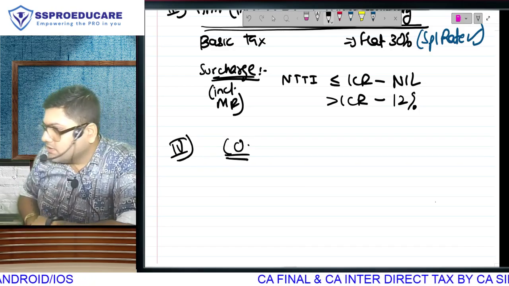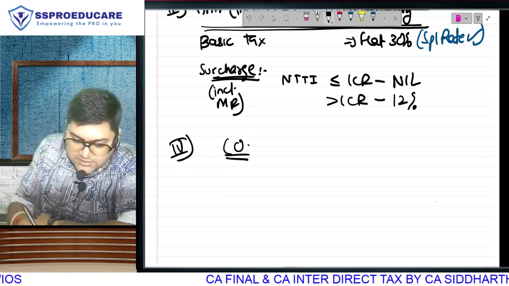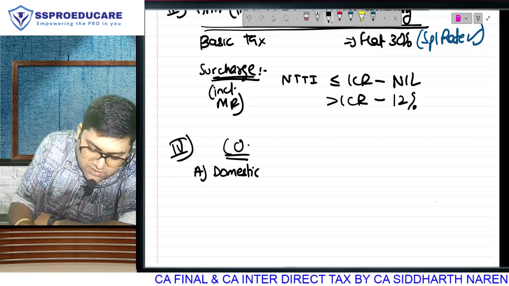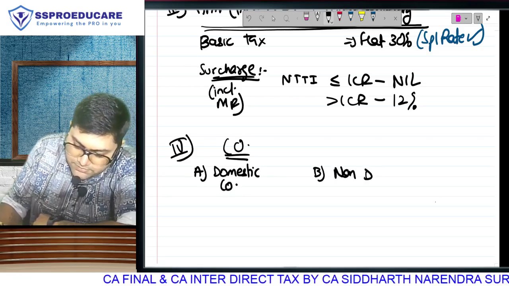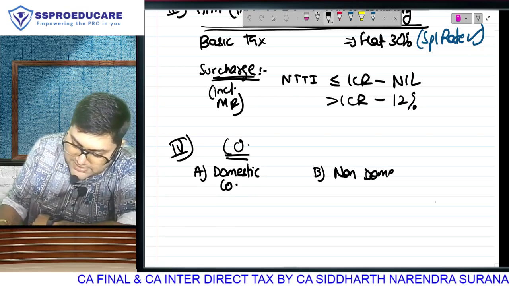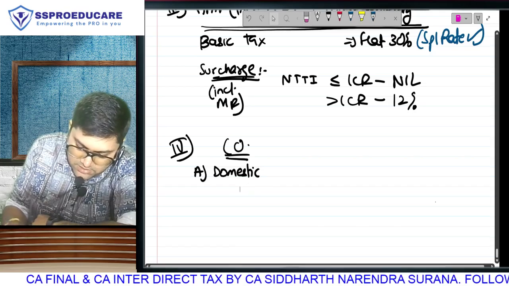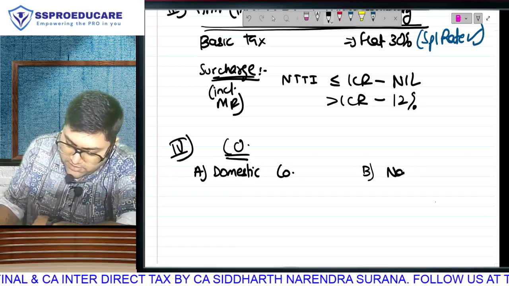Company. For tax purposes, companies are divided into 2 categories. Separate tax rates are given for domestic company and non-domestic company. Separate tax rates are given for what? The income tax rates for domestic company and non-domestic company are different.